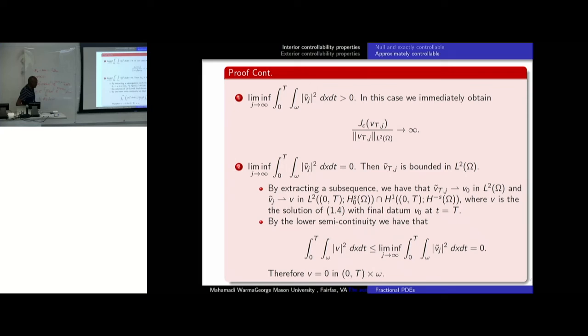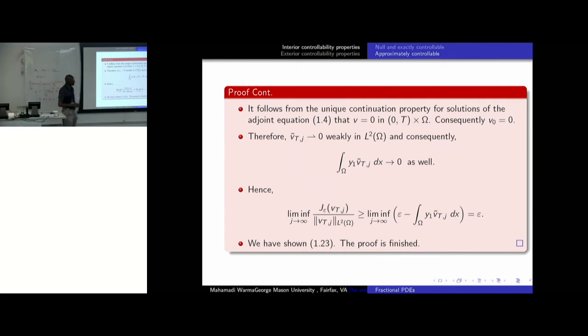Now taking V is 0, therefore we can assume that V is 0 here because the lim f of that is 0. Then V is 0 on the small cylinder. And you see, we go back again to the unique continuation property. The unique continuation property says that V is 0 on the big cylinder. Then if V is 0 there, and the solution of the backward system is unique, then the final datum V0 is 0.